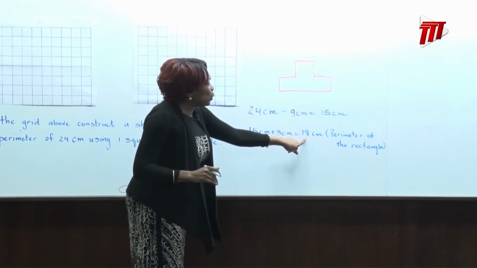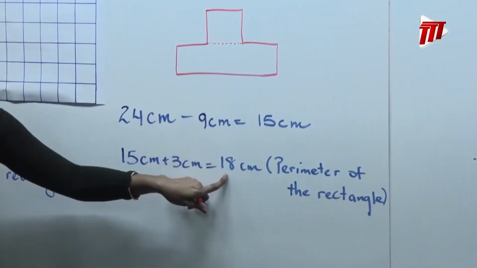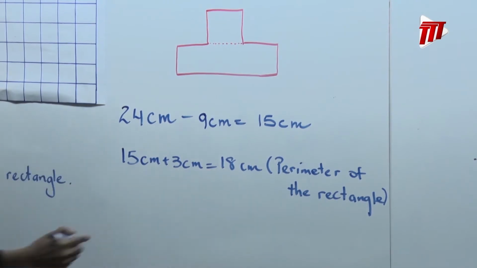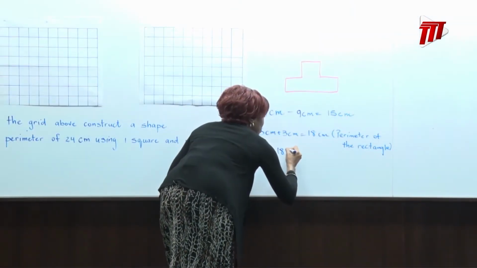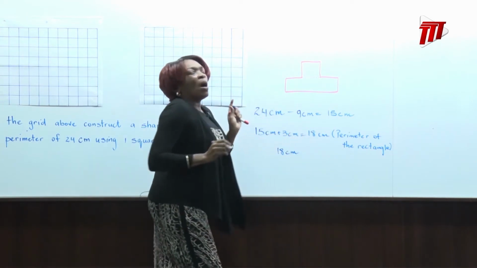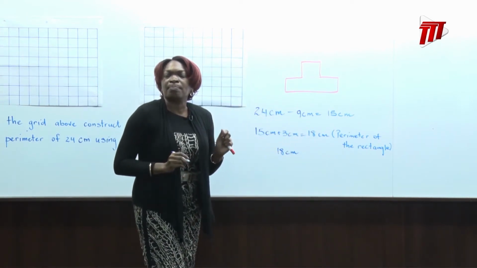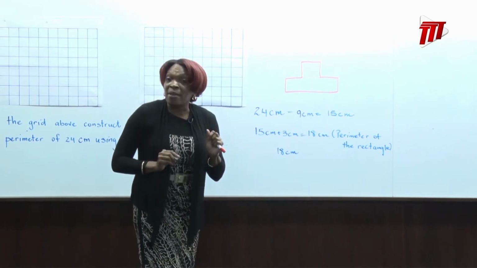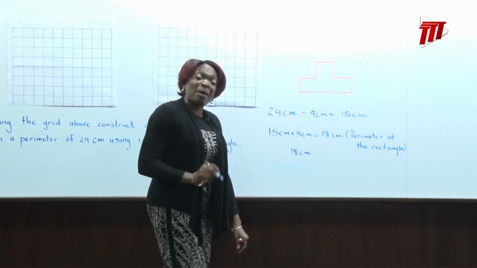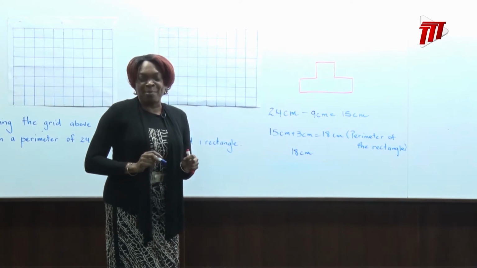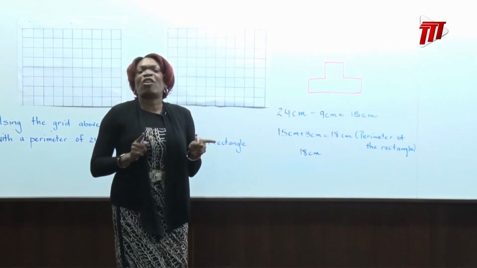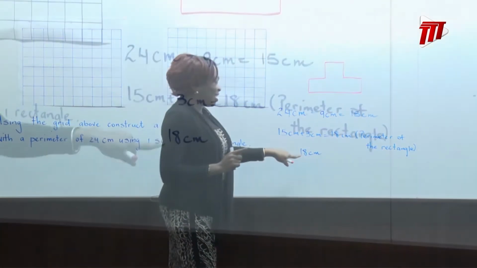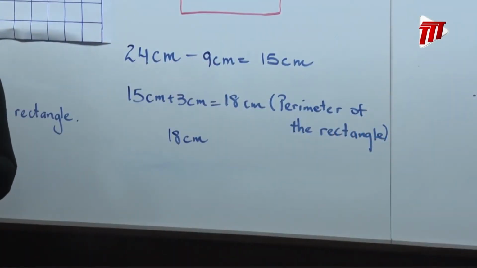So we want to use this 18 centimeters here now to get the perimeter of the rectangle. Are you with me? Let's go. I'm going to put the 18 centimeters here. How do you find the perimeter of a rectangle? Length add breadth multiplied by 2. Right, remember that. Length add breadth multiplied by 2 will give you the perimeter of your rectangle. We have established that the perimeter of the rectangle is 18 centimeters.